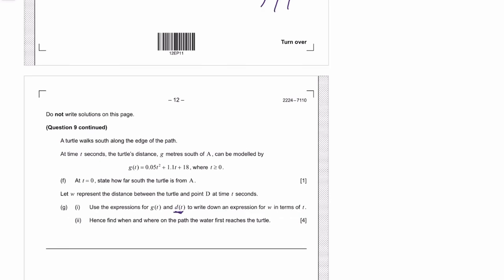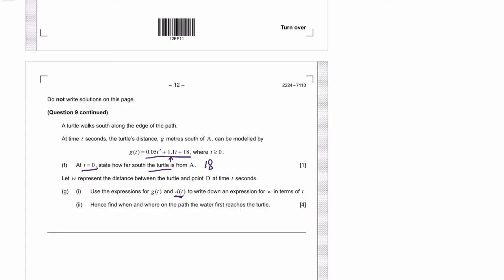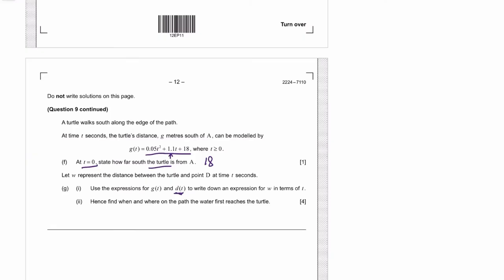Okay. Then there is some turtle walking south from A, I suppose. At time t, the distance of the turtle g from A is modeled by this. At time equal to 0, how far is the turtle from A? Well, 18. You just have t to be 0. Finally, 1 mark for something that's actually normal. Let W represent the distance between the turtle and D. What's W? Well, the distance between turtle and D, you just minus, right? So it's G minus D.